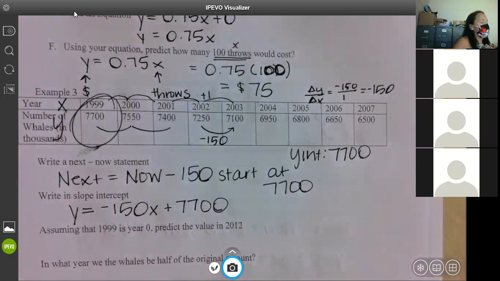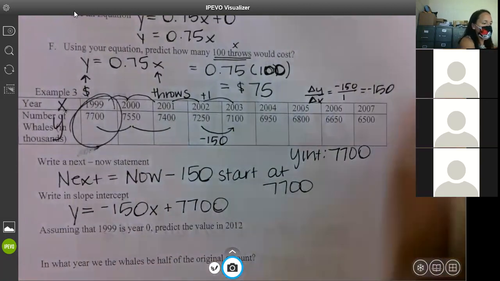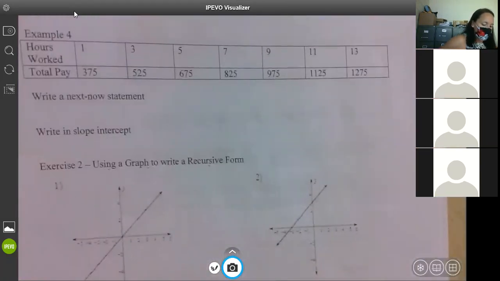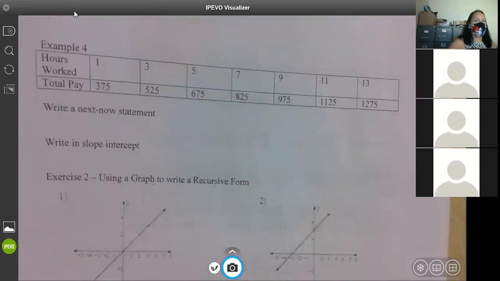I'm not going to worry about the last two. We're going to move on. Right, same thing. All we're doing is next now, and we're doing the slope intercept form.